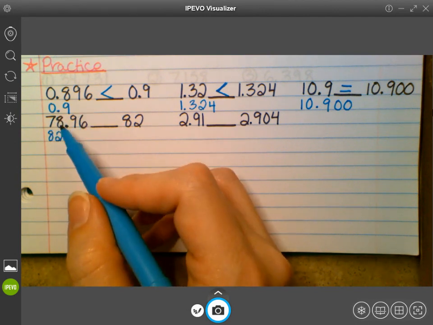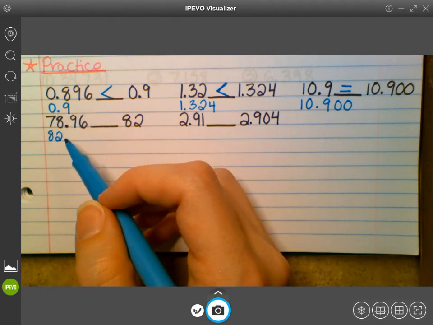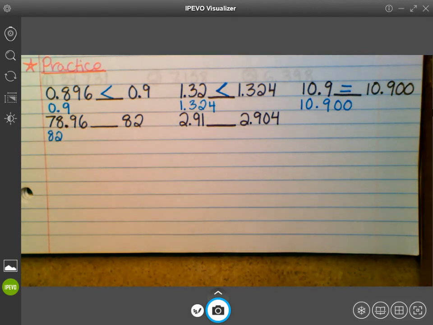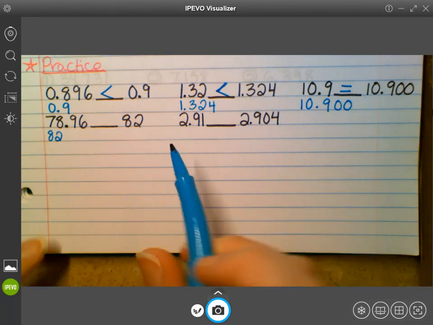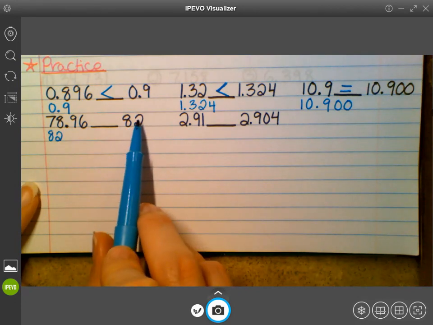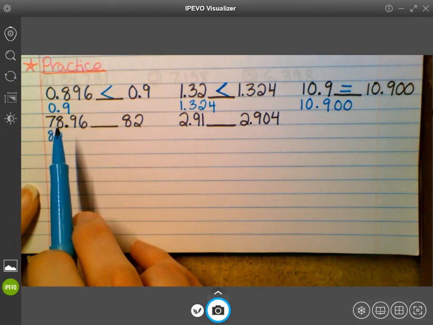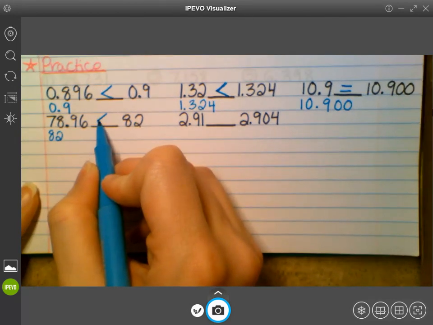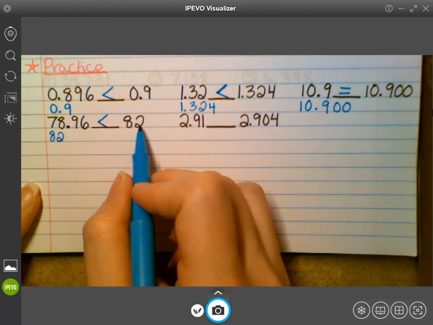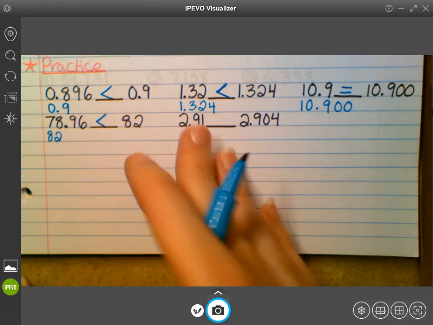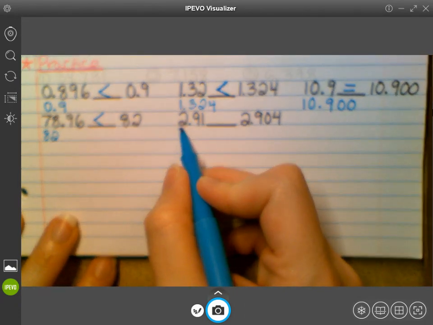All right. Are my whole numbers a tie? No. Which one's larger? Raise your hand. Which one's larger, Layla? 82. So, again, 82 is larger, so 78 and 96 hundredths is less than 82. So we're opening to the 82. Then we have our final one. I'm going to stack this one.